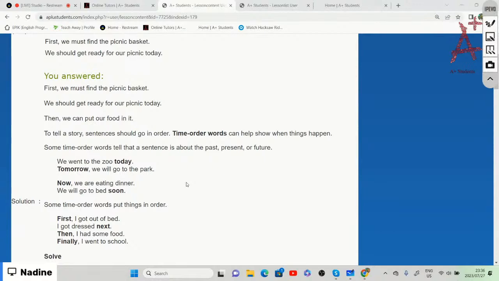And to tell a story, sentences should go in order, right? Because remember, if you tell a story, then somebody needs to follow what you are saying. So your sentences need to go in the order in which you are saying it. Because if not, they're going to treat what you're saying accordingly. Time order words can help show when things happen.